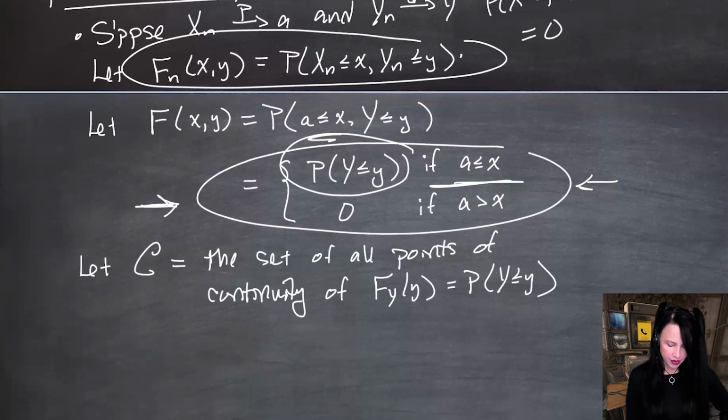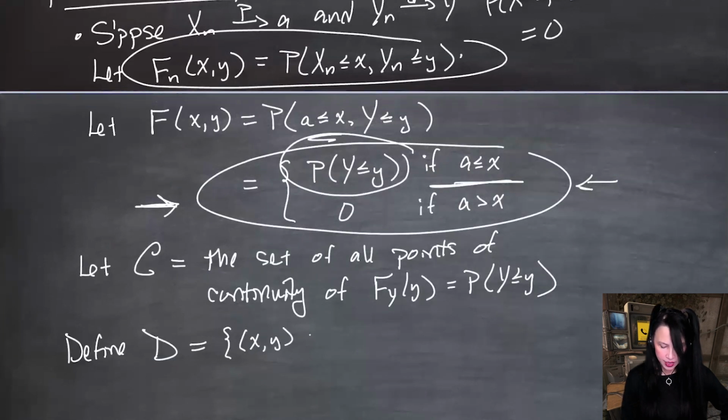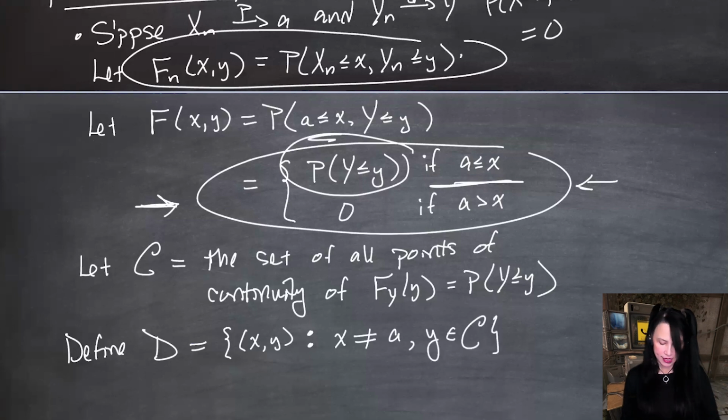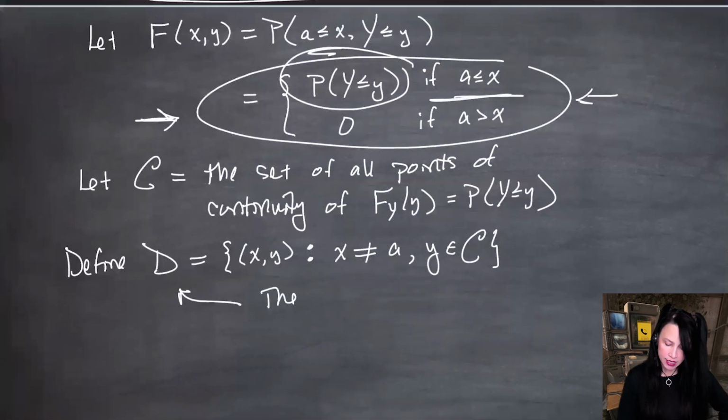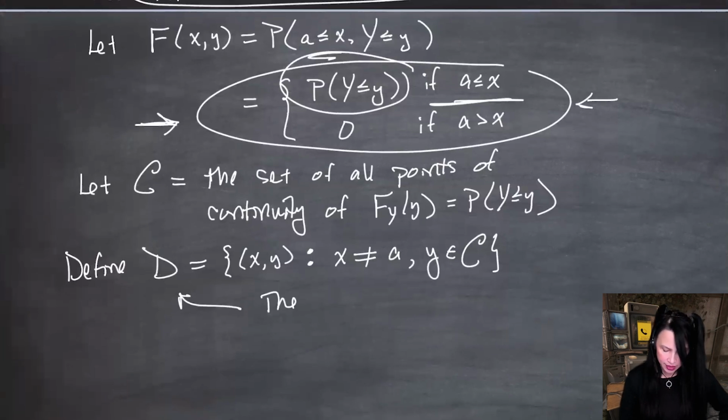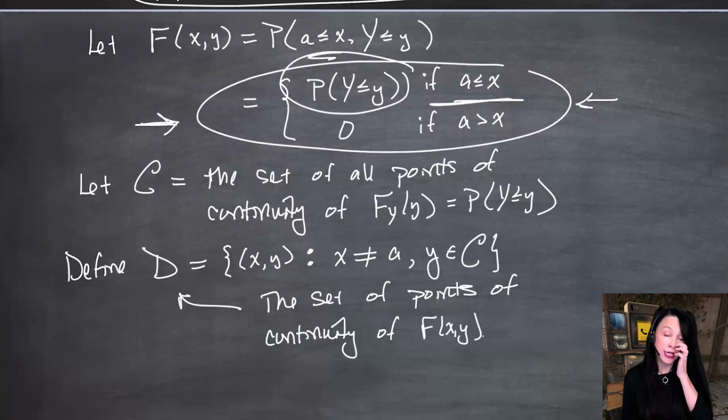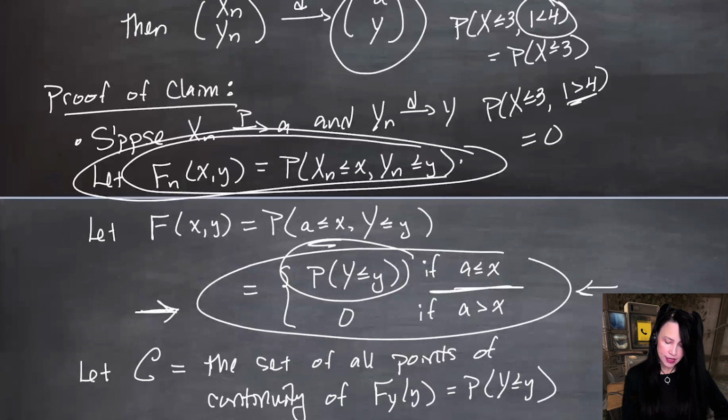And so I'm going to then define all of the points of discontinuity. I don't have letters, so I'm going to call it D. I'm trying to make it kind of curly and large. But after this proof, we're not going to need this again. So I'm going to let this be all pairs x and y such that x is not equal to a and y is in C. This is the set of points of continuity of this limiting CDF that is currently at the top of the screen. And these are the only points we need to consider when showing that this is moving towards this.